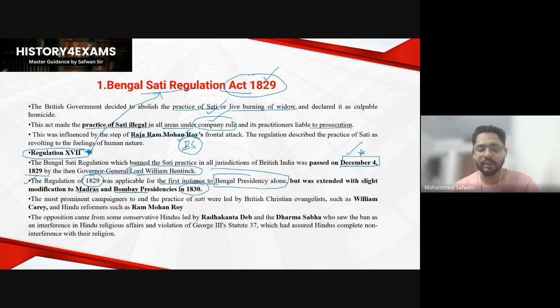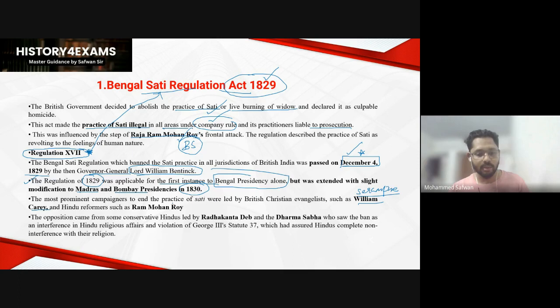And we have, as we discussed, Raja Ram Mohan Roy, we have another very important personality who supported this Regulation Act of 1829, or otherwise we can say who opposed this sati, was William Carey. William Carey is a very important British Christian evangelist, or Christian missionary, who established the Serampore University, Serampore Mission, such kind of things, Serampore.